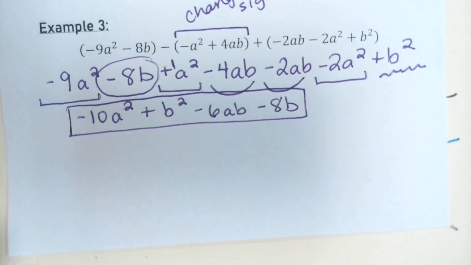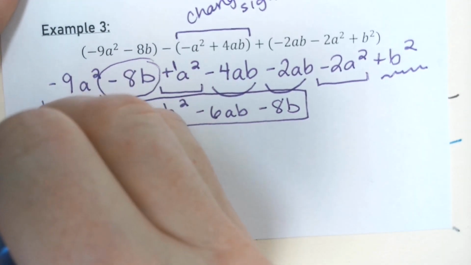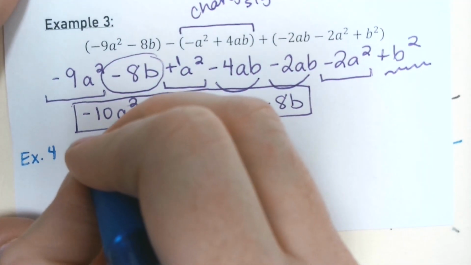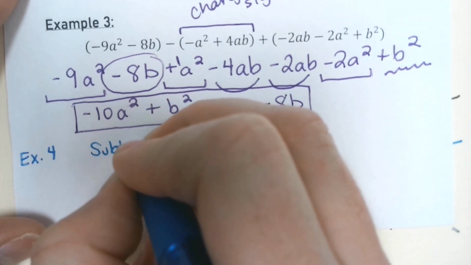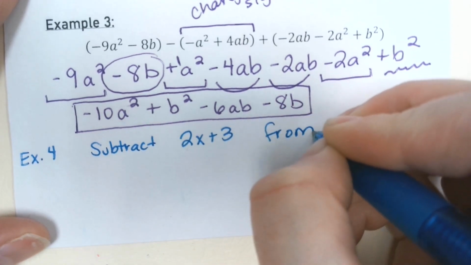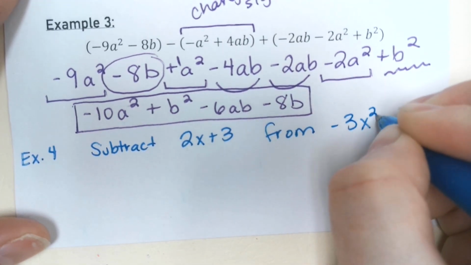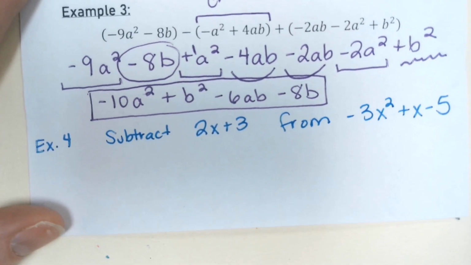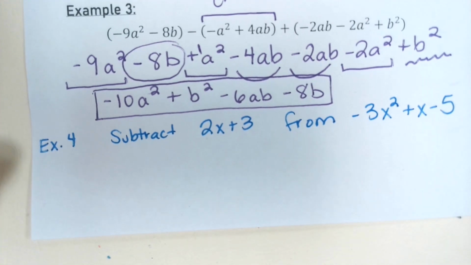Okay, we have one more example just because this is how you're going to see it on Delta Math today. So example 4 is going to be subtract 2x plus 3 from negative 3x squared plus x minus 5. Subtract 2x plus 3 from negative 3x squared plus x minus 5.